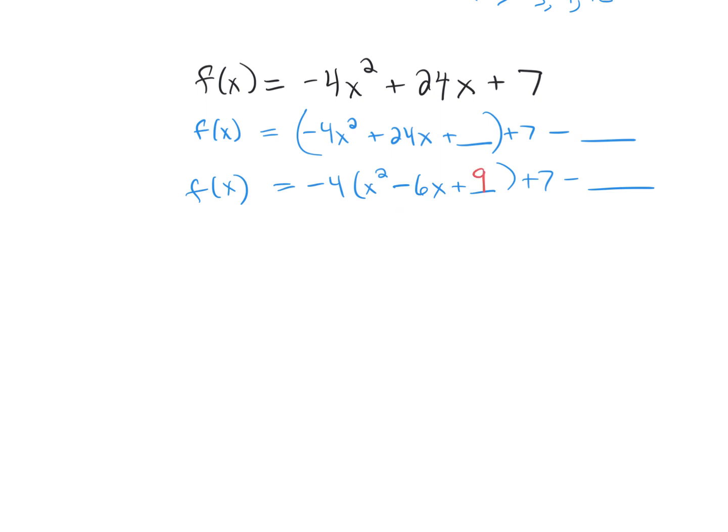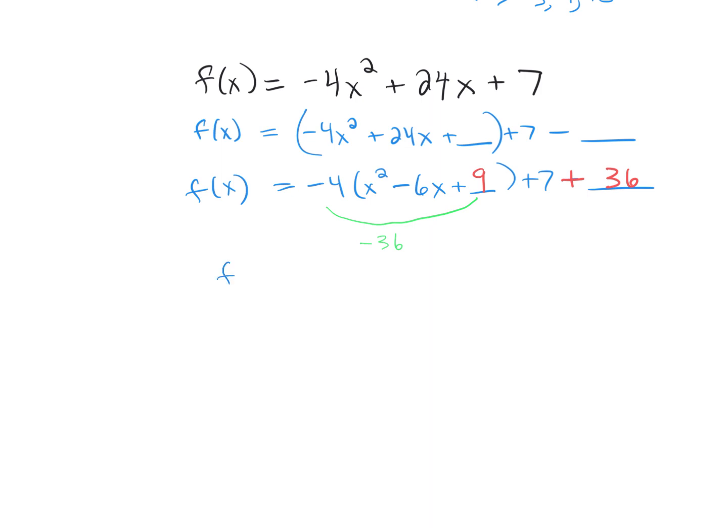Now ask that same question. What did we actually introduce to this side? I introduced a negative 36 because that's negative 4 times 9. So to offset that, I actually need to add 36. So I'm going to change this to a plus 36 because they must offset each other. This negative 36 has to be offset by another number. So now I'm just about done.